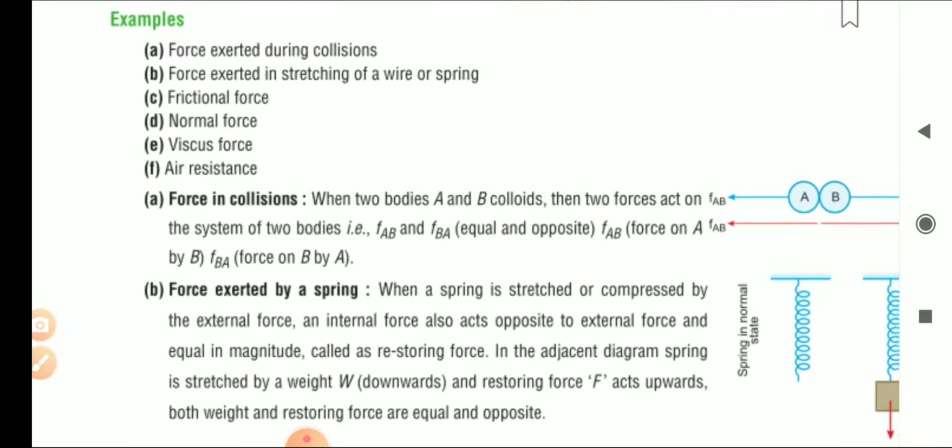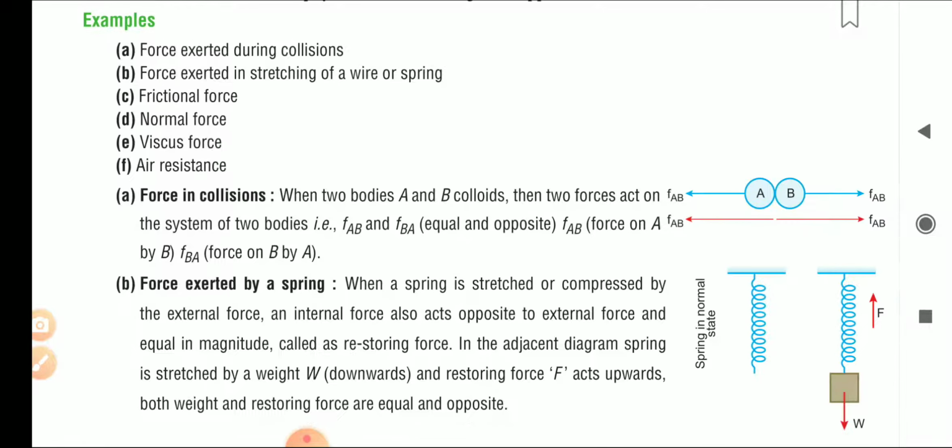Now let us see force in collisions one by one. When two bodies A and B collide, then two forces act, FAB and FBA. Don't get confused. FAB means the force applied by B on A. The letter written first is the object on which the force is exerted, and the letter written afterwards is the one exerting the force. So FAB, with AB in the subscript, means A is experiencing force due to B. If it is written opposite, FBA, that means B is experiencing force due to A. This is very simple, you should understand this.